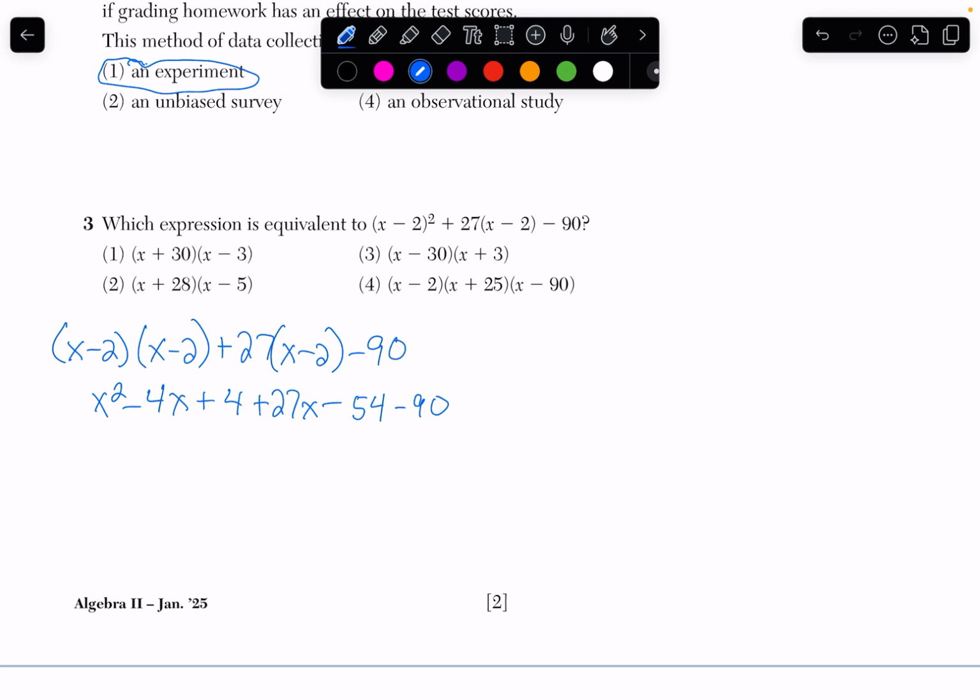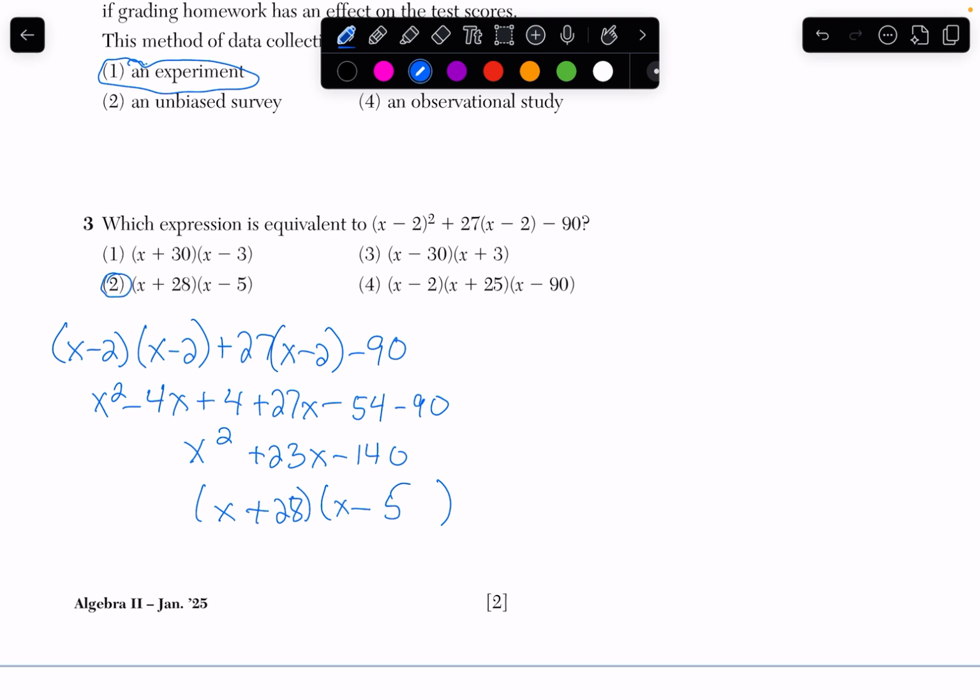And then you put all these together and you end up with x squared plus 23x minus 140. Okay, and then if you factor this, you end up with one's a plus and one's a minus. The ones that multiply to be negative 140 and add up to be 23 is 28 and 5. Okay, so this is choice 2.